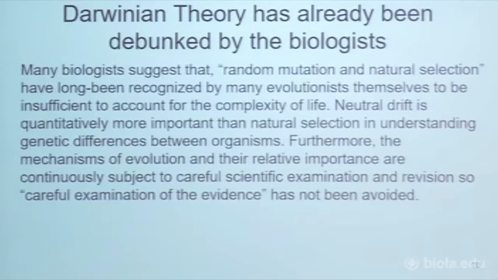So, Darwinian theory has already been debunked by the biologists. How's that? Well, many biologists suggest that random mutation and natural selection have long been recognized by many evolutionists themselves to be insufficient to account for the complexity of life. Neutral drift is quantitatively more important than natural selection in understanding genetic differences between organisms. Furthermore, the mechanisms of evolution and their relative importance are continuously subject to careful scientific examination and revision. So careful examination of the evidence has not been avoided.